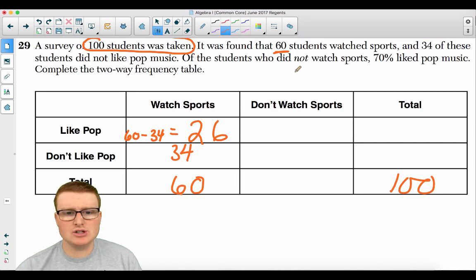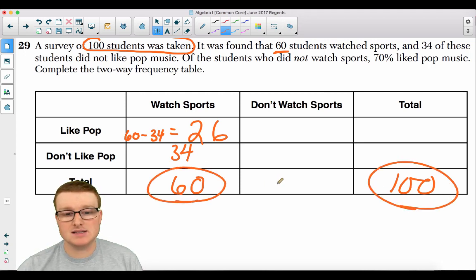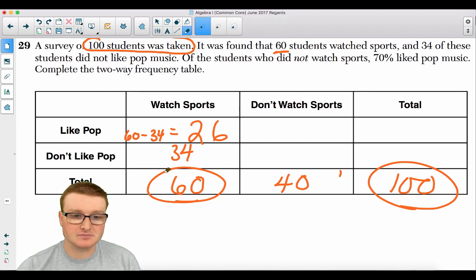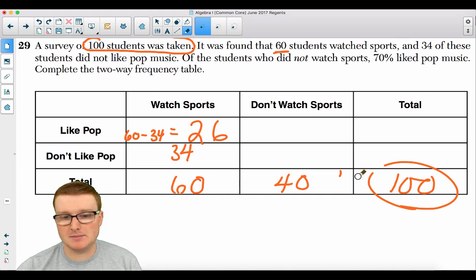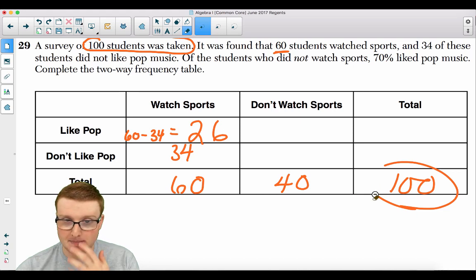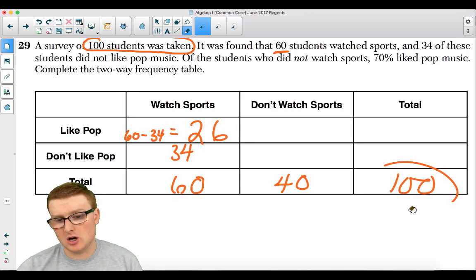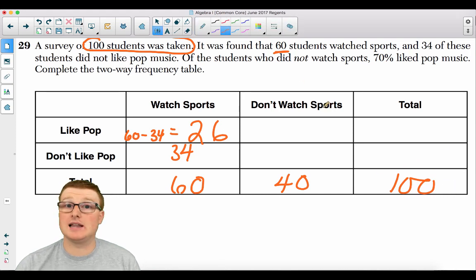Now from here, we got all that done. Then it says, of the students who do not watch sports, 70% of them liked pop music. Well, look at what we have here. We have 60 students who watch sports. There's 100 students total. That means that there are 40 students left who don't watch sports. Honestly, this is really simple. It's just, do you know where to place the numbers in this chart?